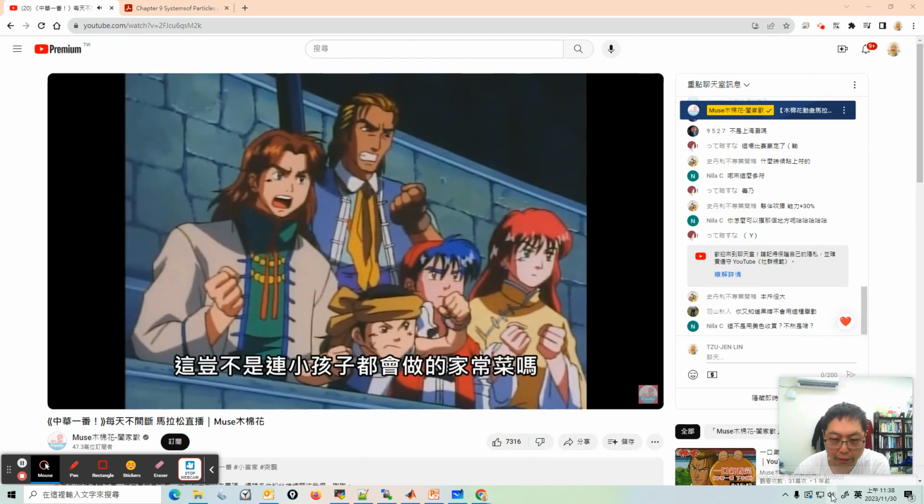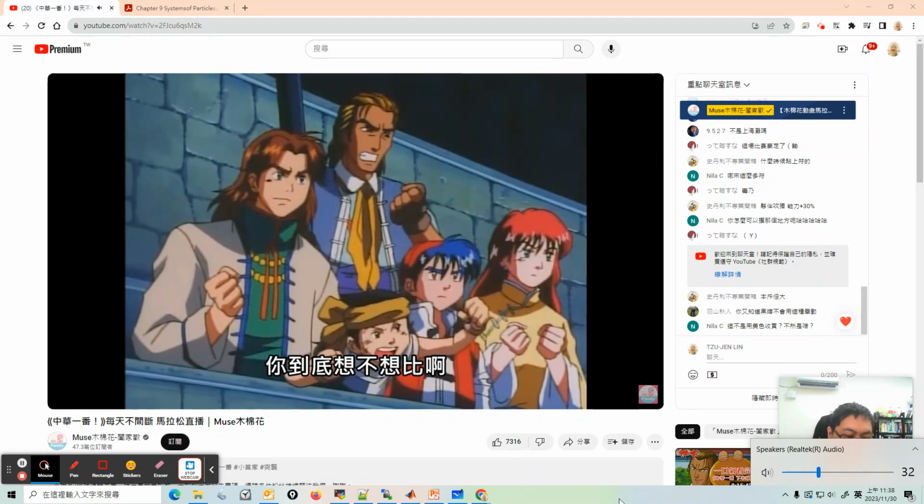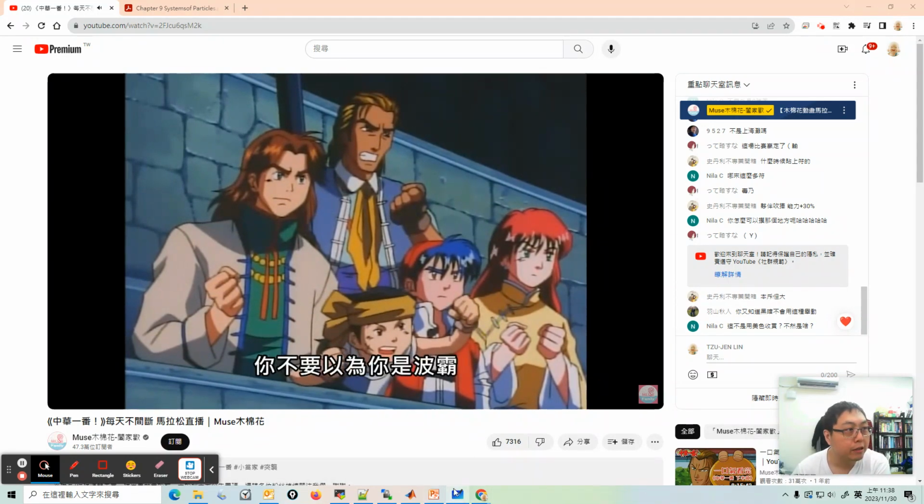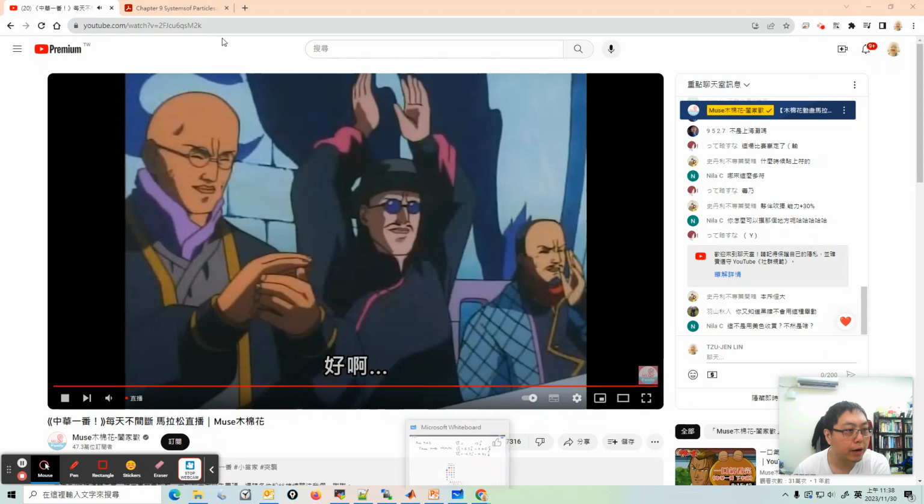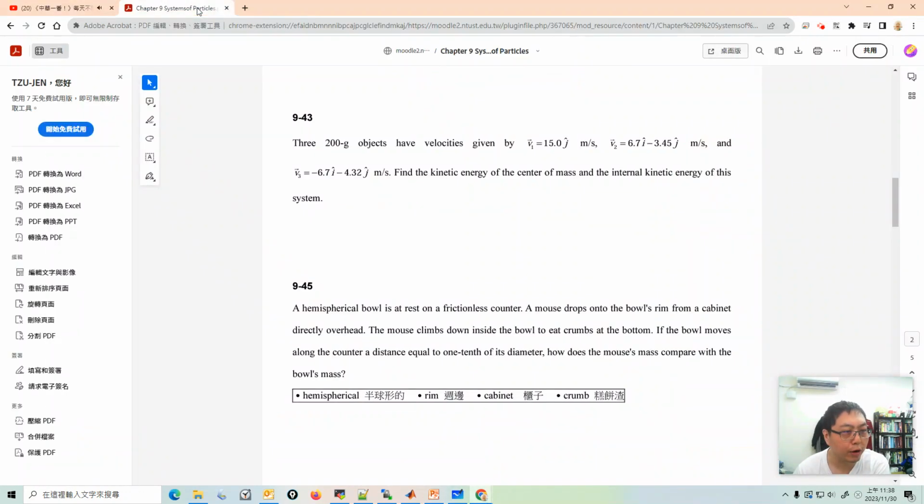Okay, the homework problem 9.43. It says there are three objects, and each object is 200 grams. Each of the three objects has a velocity, and it gives you the three velocity vectors v1, v2, and v3.